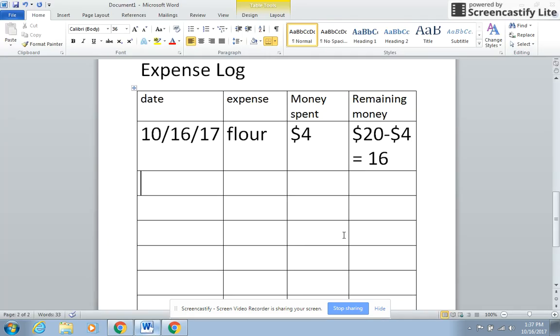And then for our class, we're each going to be starting with $50. And then that would change from that to $46. And then the next time that you had to do one, you would put the date, what the expense name is, how much money you spent, and then how much left over from $46 you now have after spending that. So those are your expense logs.